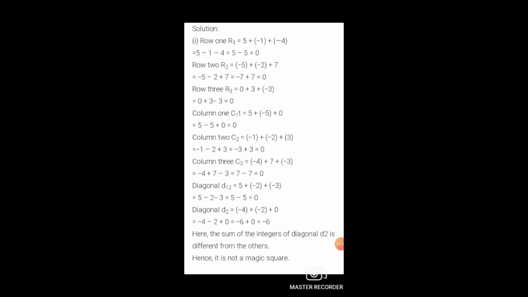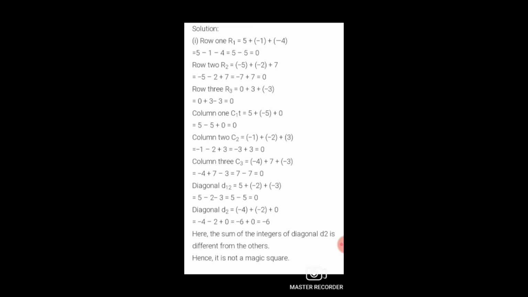Now column 2, minus 1 plus minus 2 plus 3. We have to multiply the signs. So the first number, minus 1, you can write as such, then plus into minus, minus 2 plus 3. Next, minus 1 minus 2 is minus 3 plus 3; the signs are alternate, so we have to subtract. So minus 3 plus 3 is 0. In column 2 also we got the answer as 0.